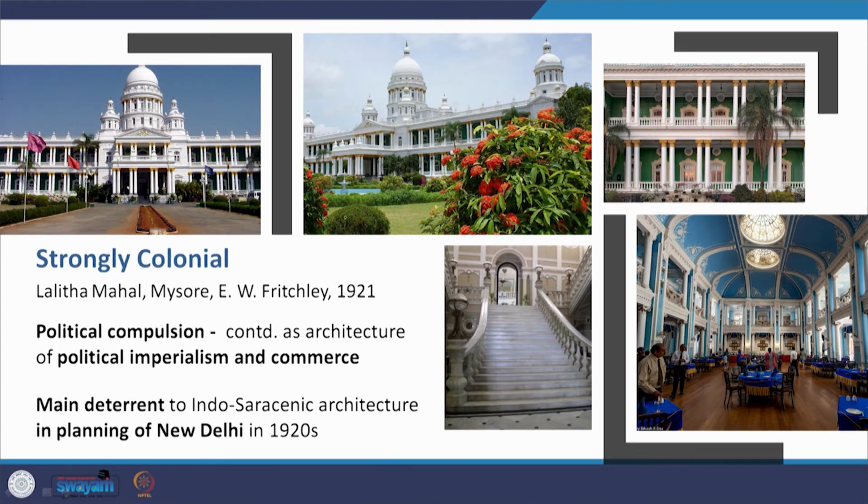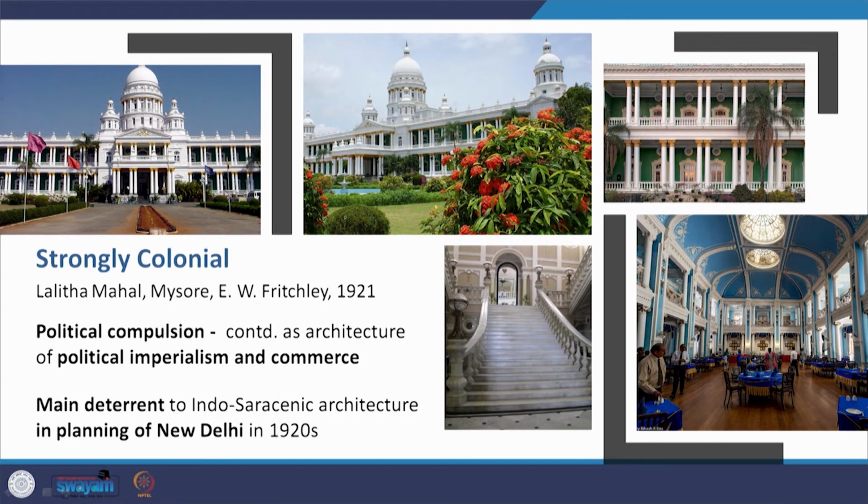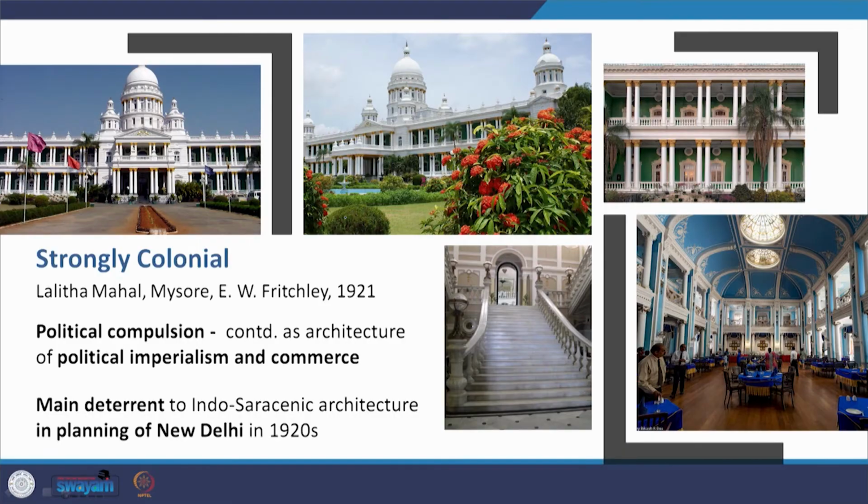Then after the Indo-Saracenic revival, or the appearance of the Indo-Saracenic style, they went back again to a strongly colonial style. For example, the Lalita Mahal in Mysore by Fritzley in 1921. And why? Political compulsion. You see, by this time, the Indian national struggle for independence had really picked up. The freedom struggle was really going strong, particularly with the coming of Mahatma Gandhi into India, and as a result of that, they found that to continue this colonial architecture was politically expedient for them.